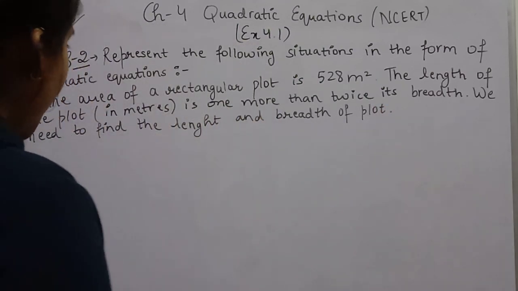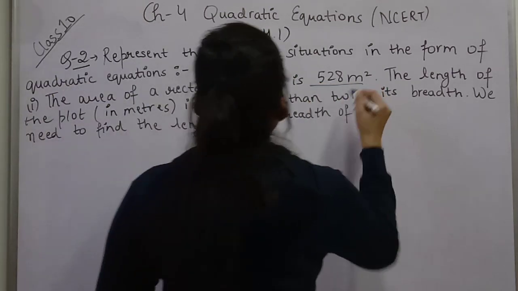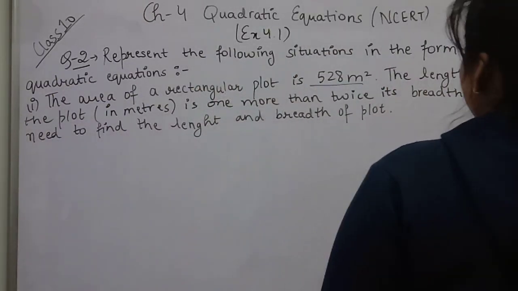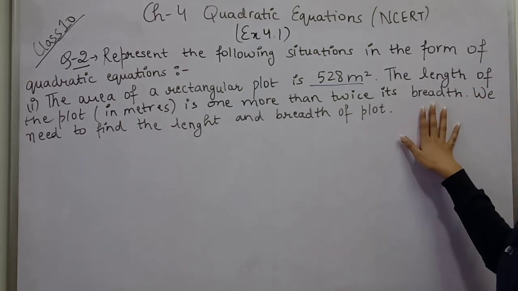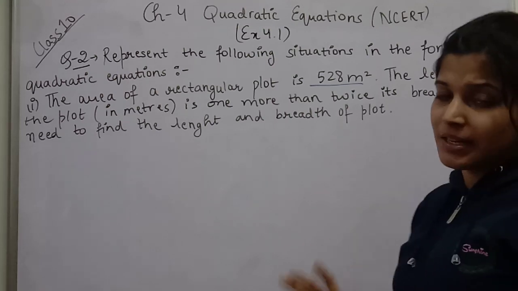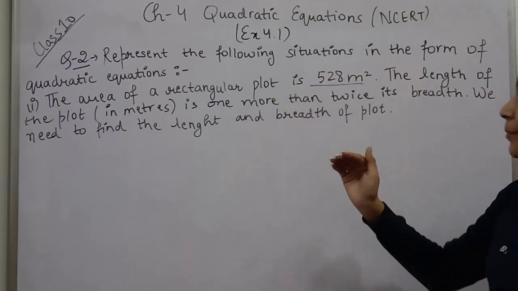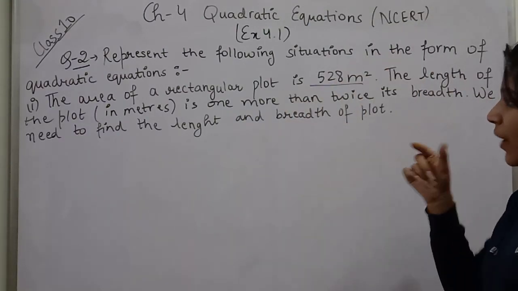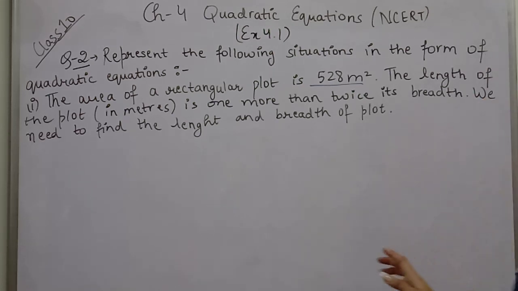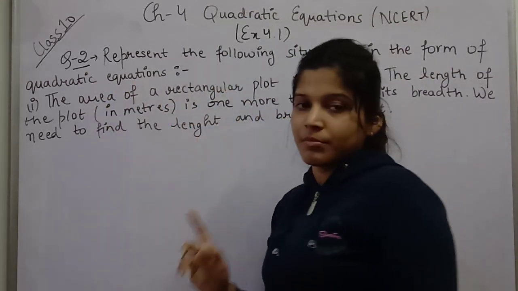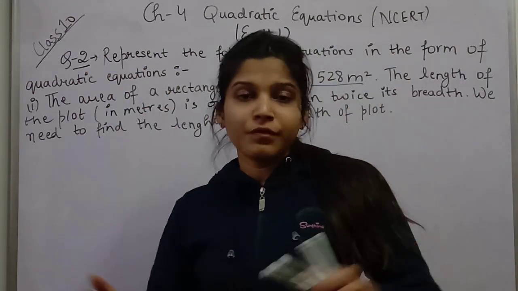Okay, so area of rectangular plot is given, which is 528 meters square, and the length of the plot is 1 more than twice its breadth. Length of the plot is given, but with respect to breadth. So if we take breadth as x, suppose the breadth of this rectangular plot is x, so the length will be 1 more than twice x, मतलब 2x plus 1, right? So ऐसे करके हम equation को form कर सकते हैं. In these questions we have to find the quadratic equation. मतलब हमें solve नहीं करना, हमें length और breadth नहीं calculate करनी, हमें just वो equation form करनी है.